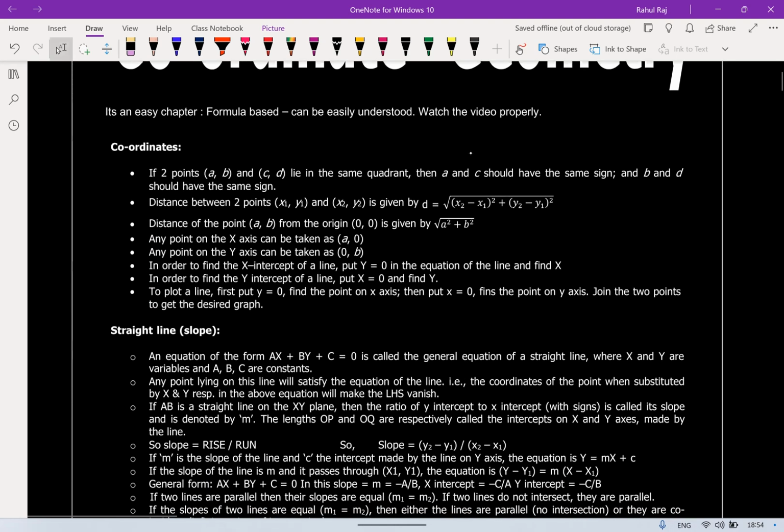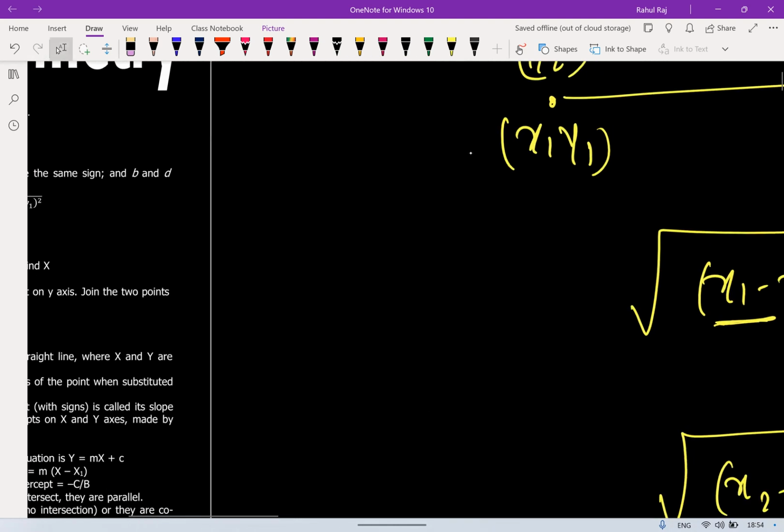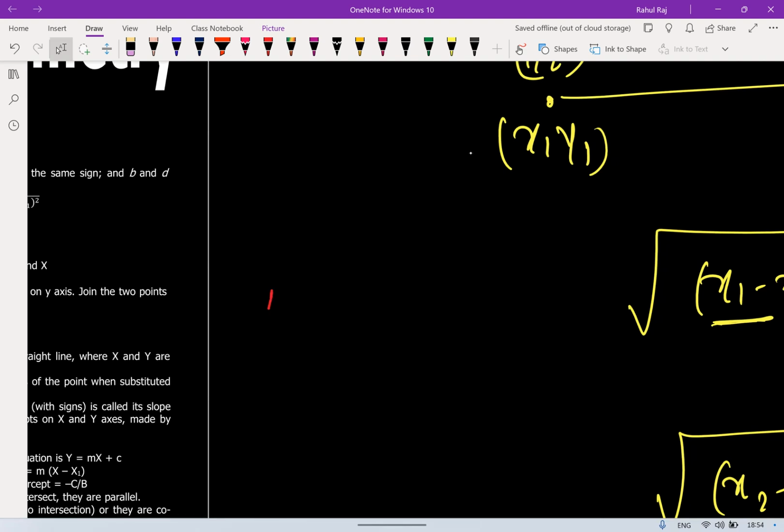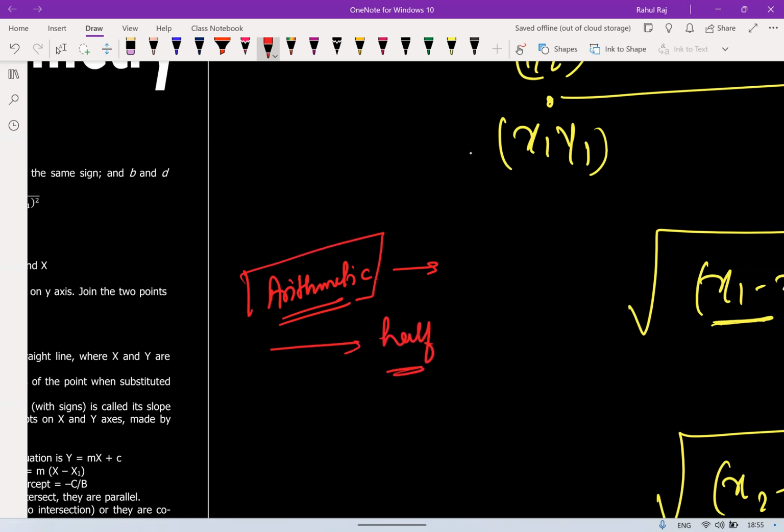So this is done with coordinate geometry. Pretty simple topic. Next class, we'll do arithmetic. This is a topic that can be done in one class. If you study, then we can do it in one class. If you can't study fully, then we'll do just half. And if you have studied, we can finish in one class. There's no big deal, okay?